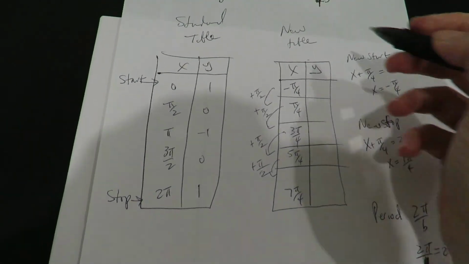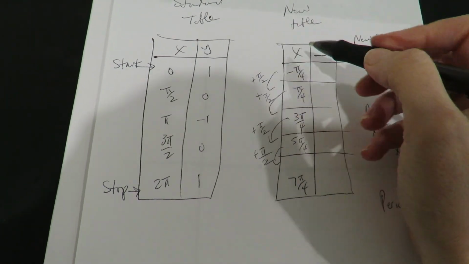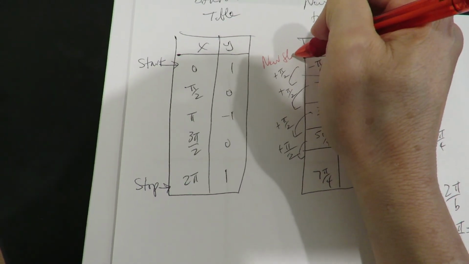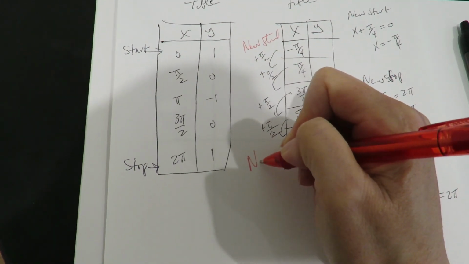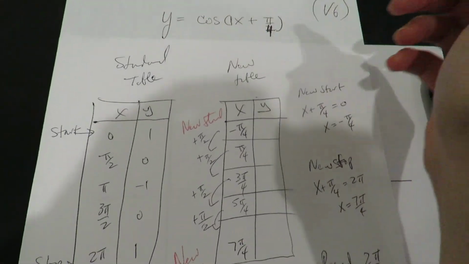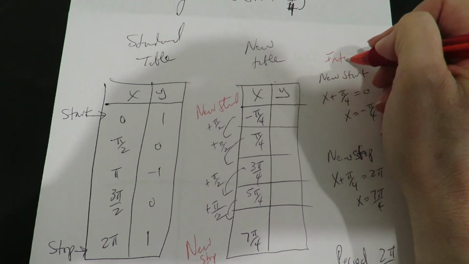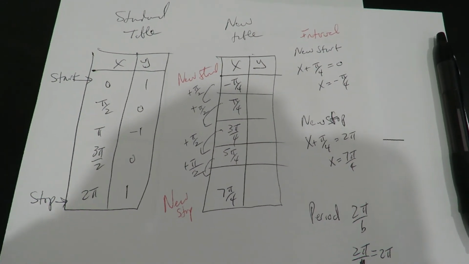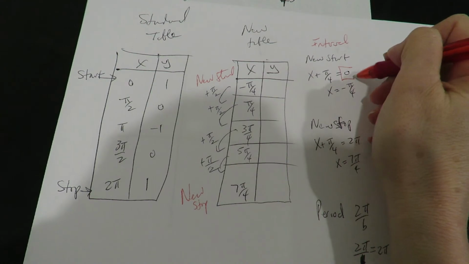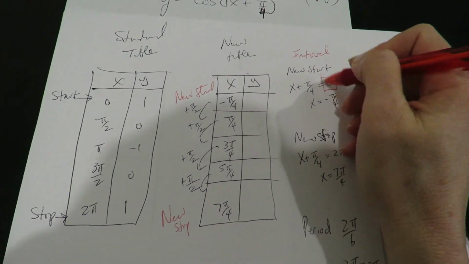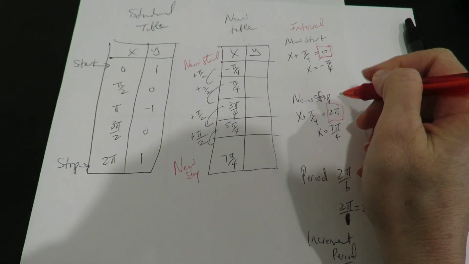Okay? So basically what happens is that you have a new start and a new stop. As you see me doing the other problems, I tend to call this the interval. The interval where it starts and stops. And how you find the interval is you set it equal to the original start and the original stop, and you recalibrate it.